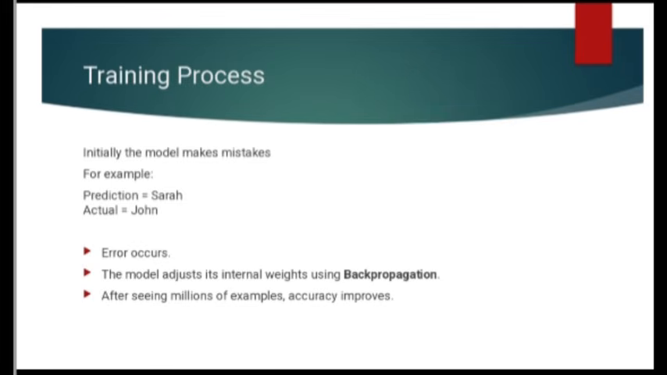Next, the training process. Initially, the model makes mistakes. For example, sometimes the model will predict Sarah, but the actual person is John. So, an error occurs. The model adjusts its internal weights using backpropagation. After seeing millions of examples, accuracy improves.